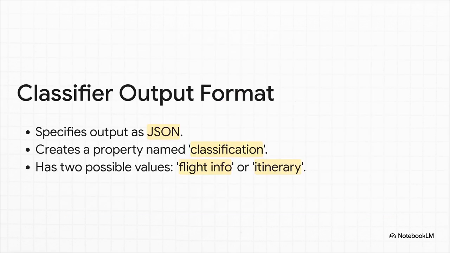But just sorting isn't quite enough. We need its answer to be structured, something the rest of our system can understand perfectly every time. So we tell the classifier to give us its decision in JSON format. Specifically, it has to create a property called classification that can only be one of two things: flight info or itinerary. This is absolutely key for what comes next.